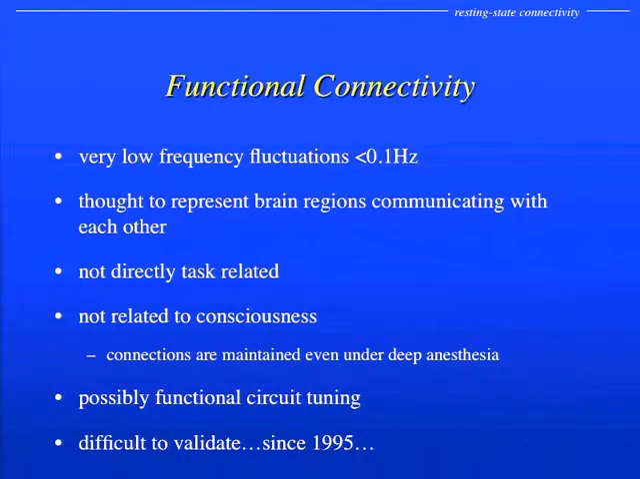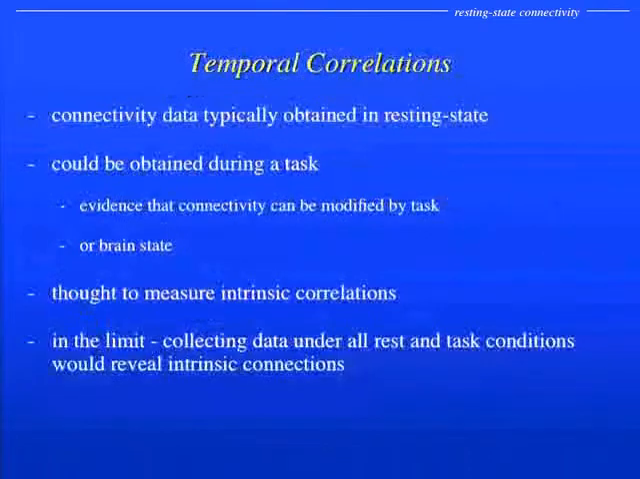And I think since about 2005 on, there's been really explosive growth in connectivity mapping, and almost everybody thinks that there are some meaningful signals in these correlations. It's typically obtained, as I already mentioned, in the resting state, although it can be obtained during a task. And there is lots of evidence that connectivity can be modified by task or by brain state.